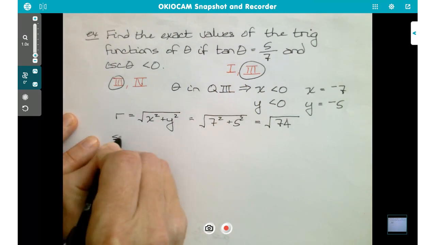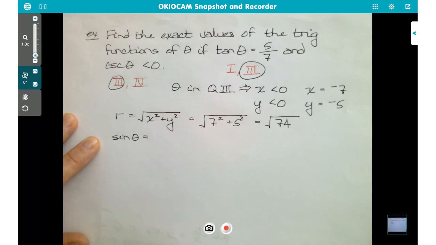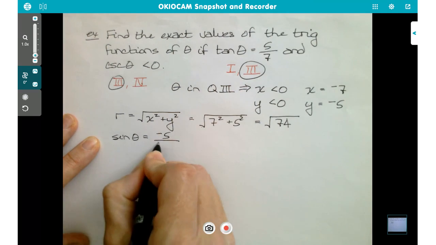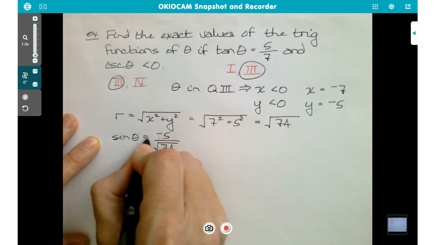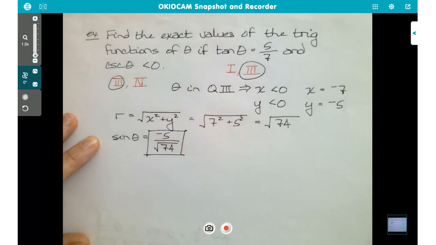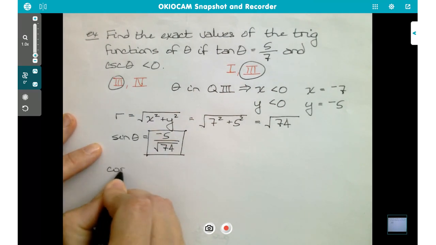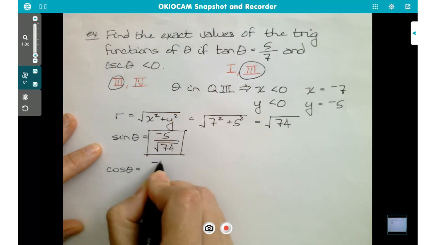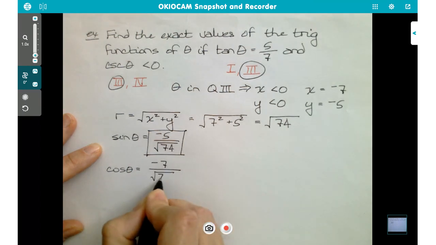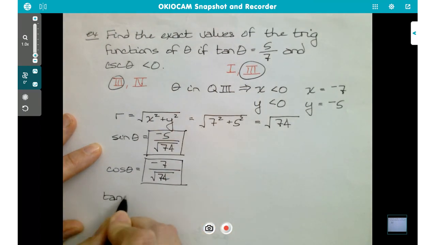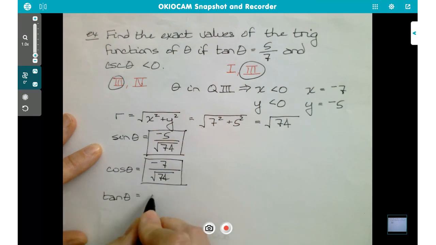Here we go. The sine is y over r. That's fine with me. Negative 5 over root 74. If the square root in the bottom bothers you, you can rationalize, but you don't have to on my account. The cosine is x over r. The tangent, oh, we already knew the tangent, 5/7. And then we have reciprocals.